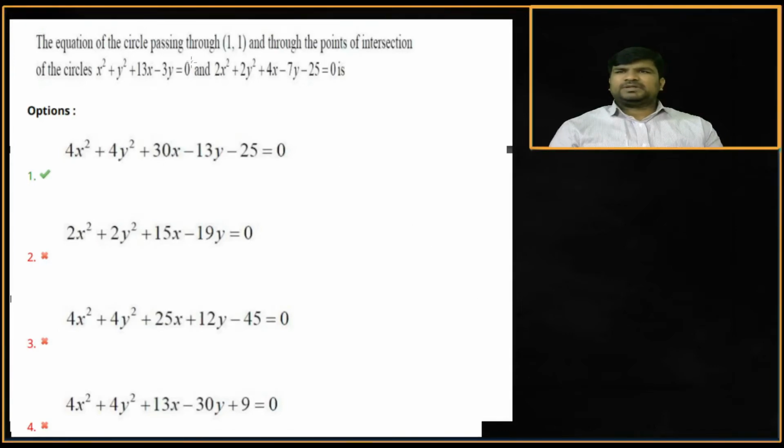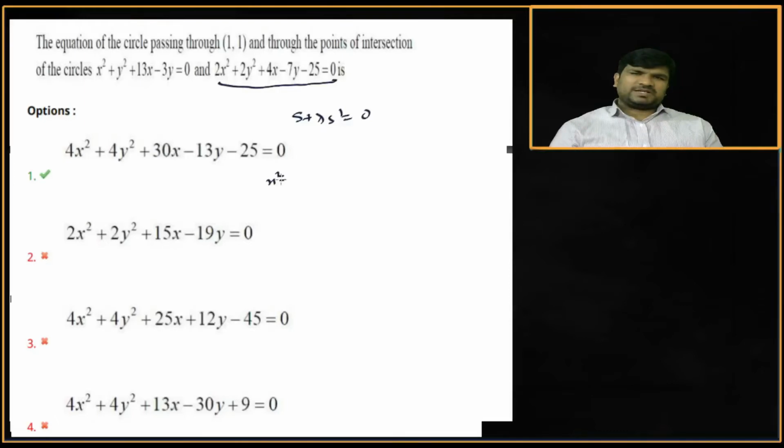Next question: the equation of the circle passing through (1, 1) and through the point of intersection of the two circles. Here also two circles are given. Point of intersection means S plus lambda S dash equals 0. But the given circle is not in general form. First we have to convert it into the general form, meaning divide by 2. So anyway, the required circle is S plus lambda S dash equals 0.